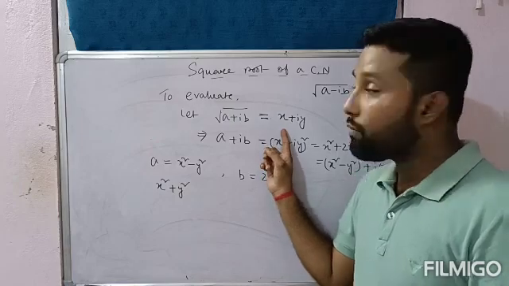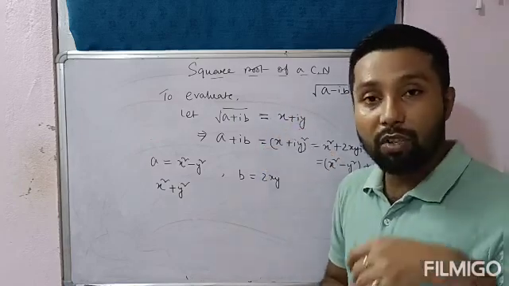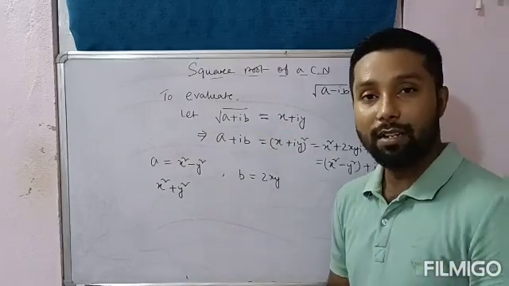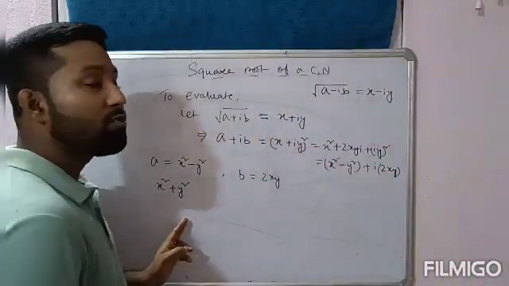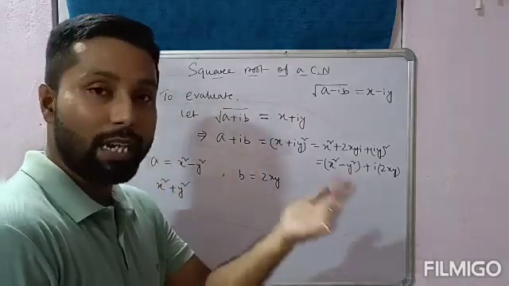So that means we have to find the values of x and y. Yes or no? If you know the values of x and y, then only you can put them in this equation. For this reason only I am trying to find out the value of x square plus y square, because we know the value of x square minus y square already.